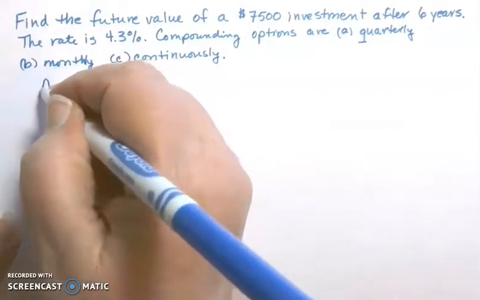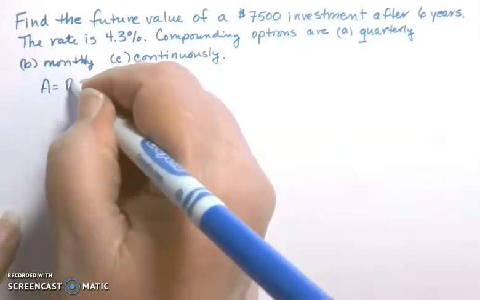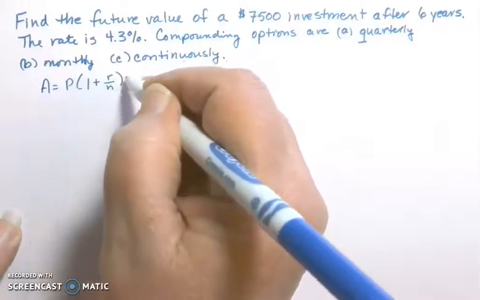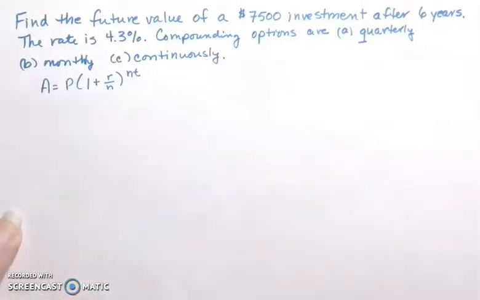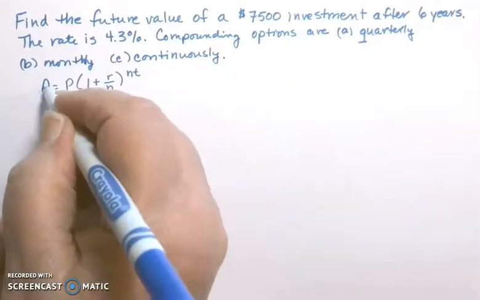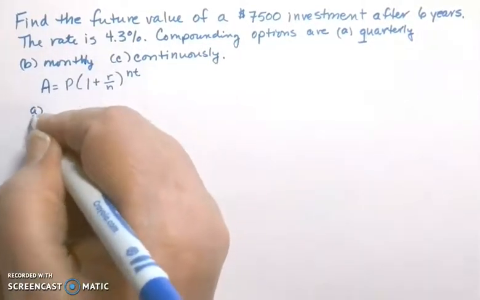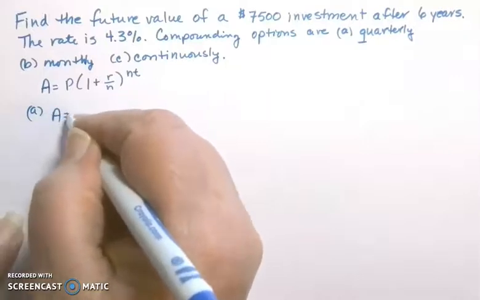We know that our future value formula looks like this, where the accumulated amount equals the principal times the quantity 1 plus the ratio of the rate divided by the number of times it's compounded, and that quantity is raised to the nth power. So for part A, we're looking for the future value.